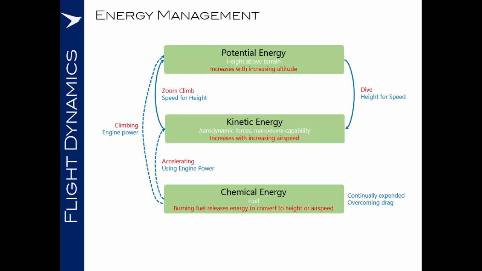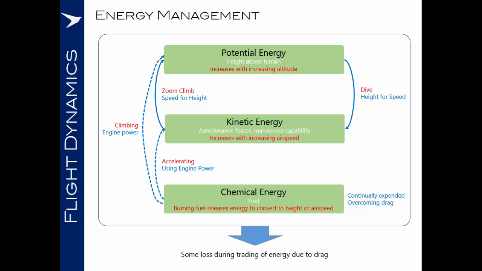Equally, we can use an excess of kinetic energy, excessive speed, to zoom climb and trade speed for height. Throughout this whole system, of course, there is some loss whilst we're trading energy states due to the drag. But overall, this gives us the opportunity to manage our energy throughout the flight regime.